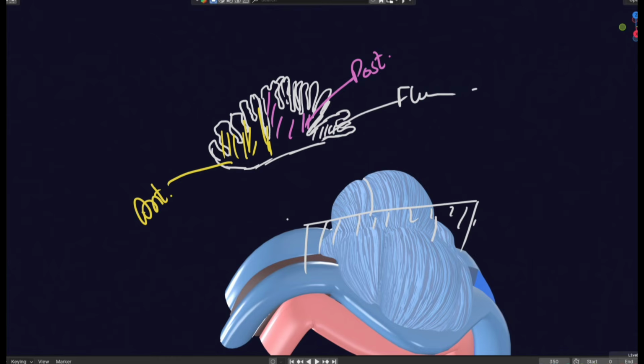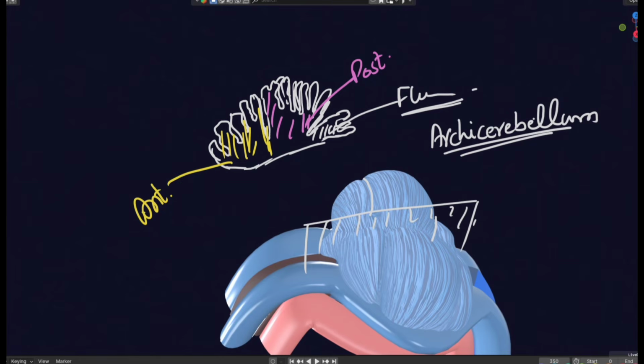Now some authors say that of course the flocculonodular lobe is phylogenetically, or evolutionarily, the most primitive part of the cerebellum. It is also called archicerebellum. Archi means primitive, archicerebellum. Now this is very clear and we know about this. But then there is another saying in some textbooks that the anterior cerebellum is the paleocerebellum.